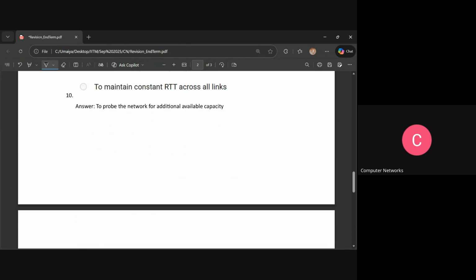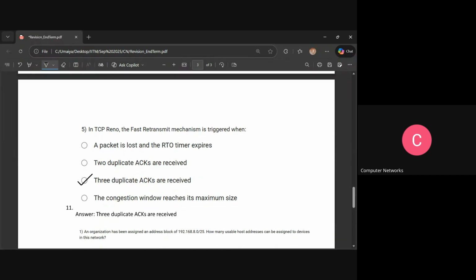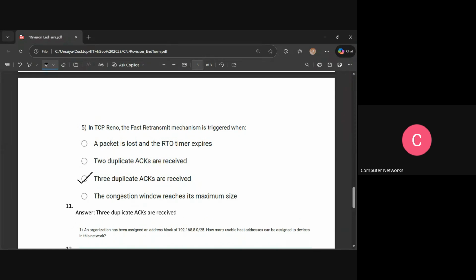Next question: a network has been assigned an address block of 192.168.8.0/25. How many usable host addresses can be assigned to devices in this network? First we need the subnet size. 25 bits are for the network, out of 32, so 7 bits are for hosts. Total addresses are 2 to the power of 32 minus 25, which is 2 to the power of 7. 2 to the power of 7 is 128.